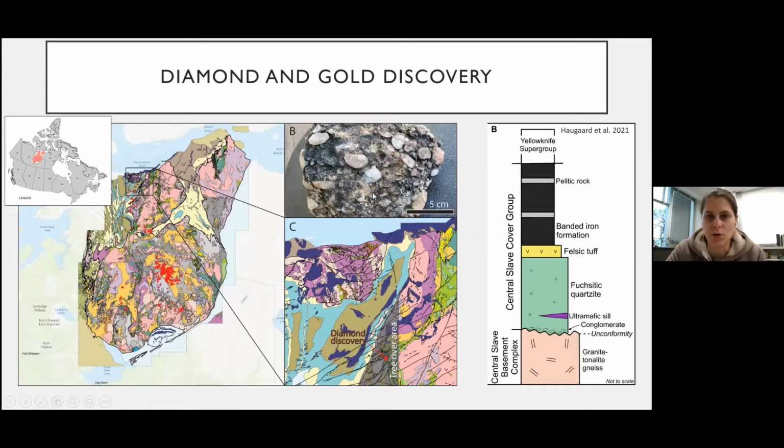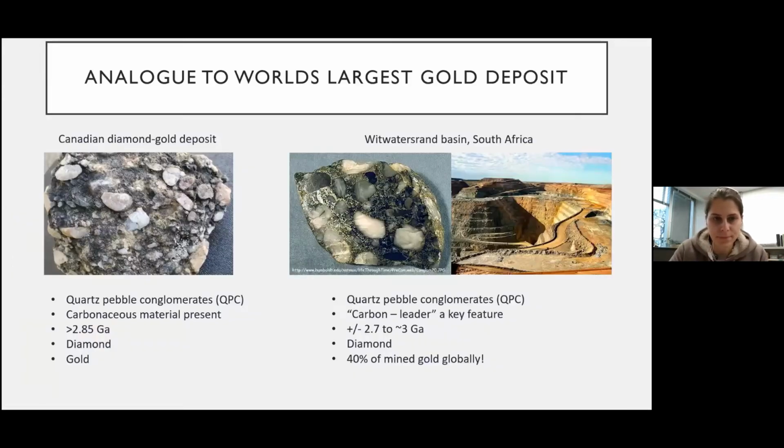We show an example of the conglomerate over here, and this conglomerate is part of the basal conglomerate section. That's part of the Central Slave Cover Group, in which we found detrital gold, zircons, as well as diamonds. So this Canadian diamond-gold deposit that was discovered consists of quartz pebble conglomerates. Carbonaceous material was present. It's over 2.85 billion years old, which I will go into in detail in a moment, and it contained diamond and gold.